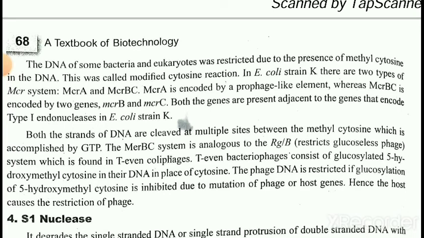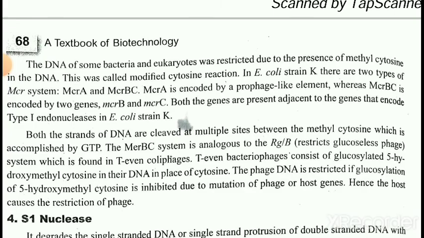The Mcrbc system is analogous to the RGB restricts glucoseless phage system, which is found in T1 coliphages. T1 bacteriophages consist of glucosylated 5-hydroxymethylcytosine in their DNA in place of cytosine. The phage DNA is restricted if glucosylation of 5-hydroxymethylcytosine is inhibited due to mutation of phage or host genes. Hence the host causes the restriction of phage.